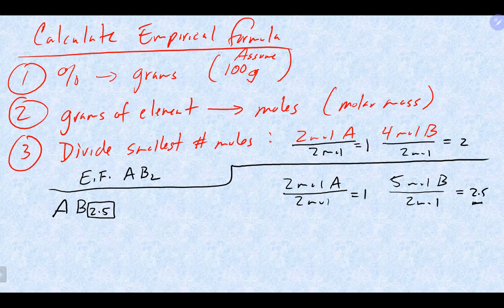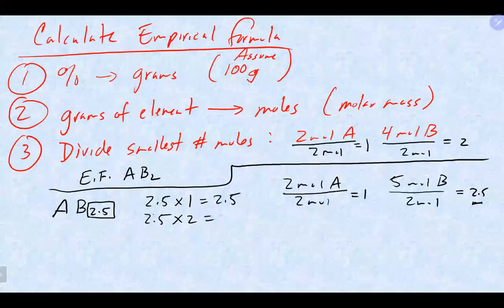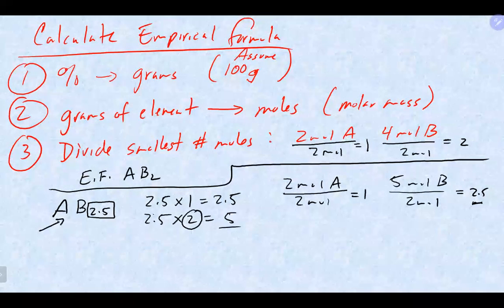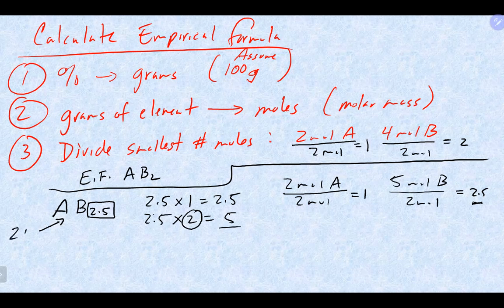So what we need to do is, if I take 2.5 and times it by 1, that is obviously 2.5. If I take 2.5 and times it by 2, that gives me a whole number of 5. So what you would want to do is take 2 and times it by the entire empirical formula, not just the one with the 2.5, but everybody. That will give you the proper empirical formula of A2B5 in this example.